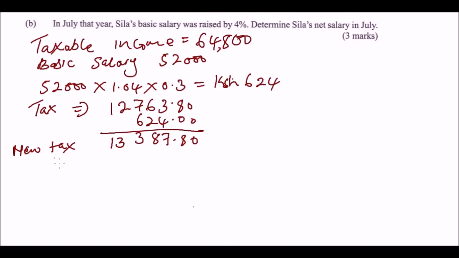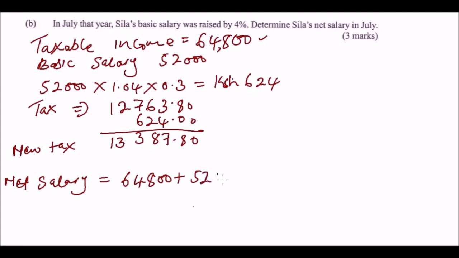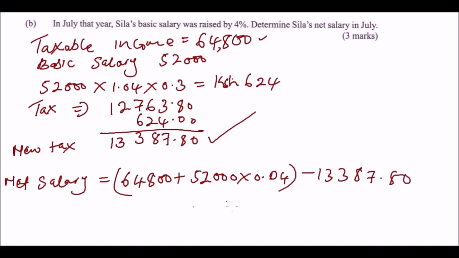Now, for us to get the net salary, it means that net salary will be from the taxable income. This is 64,800. It was raised by 4% of the basic salary, so it is 52,000 multiplied by 0.04. That is the salary increase, and then we minus the new tax, which is 13,387.80. So the net salary should come to 53,492 and 20 cents. So this is the net salary for that month.